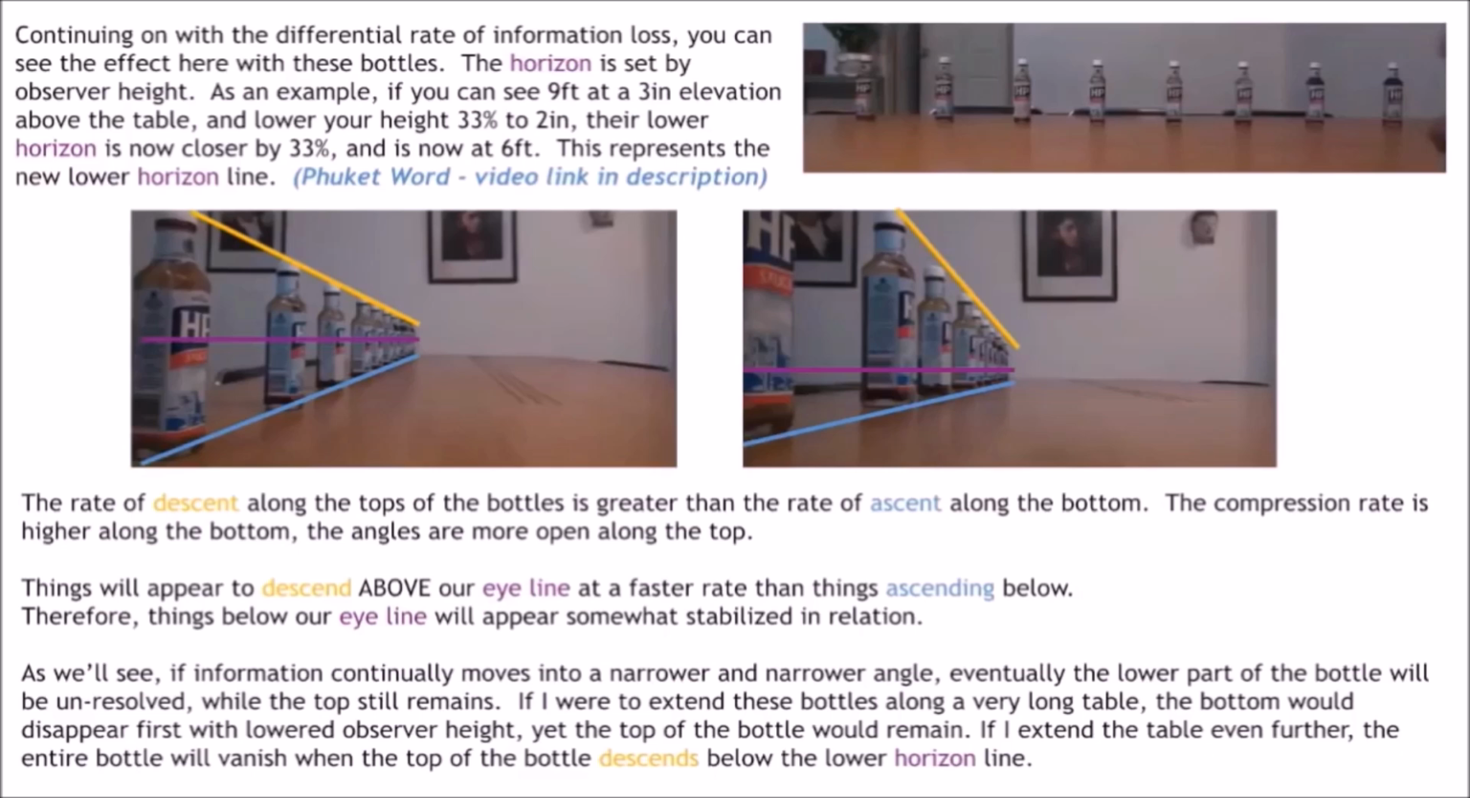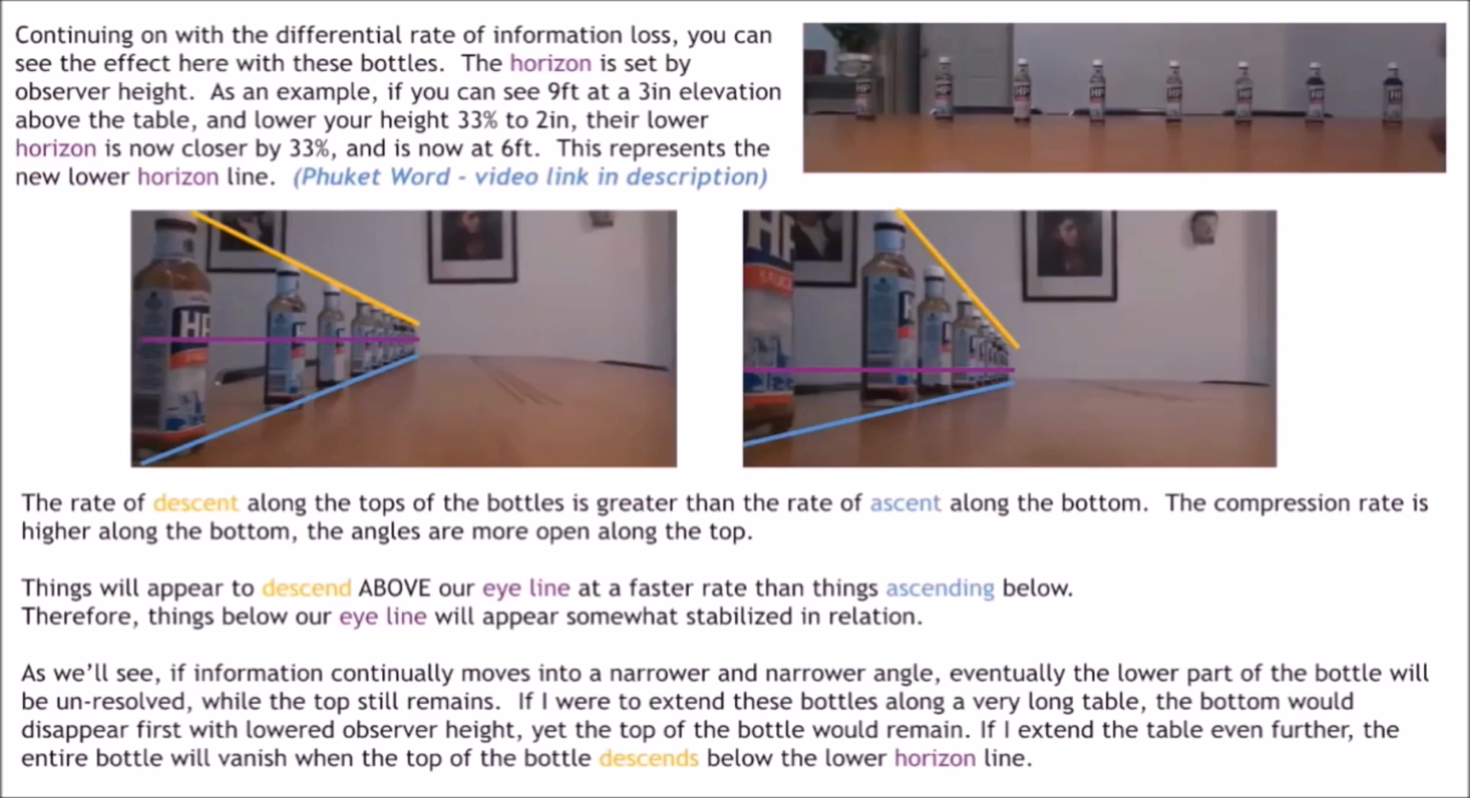In other words, it will appear like a bit more of a dramatic decrease in size or in height for the objects on top, whereas the bottom will appear somewhat stable even though the angles are more compressed. As we'll see, if information continually moves into a narrower and narrower angle, eventually the lower part of the bottle will be unresolved while the top still remains. If I were to extend these bottles along a very long table, the bottom would disappear first with a lowered observer height, yet the top would remain.